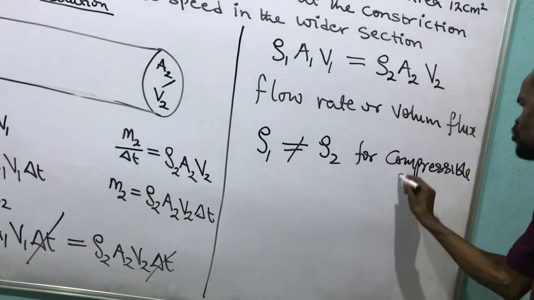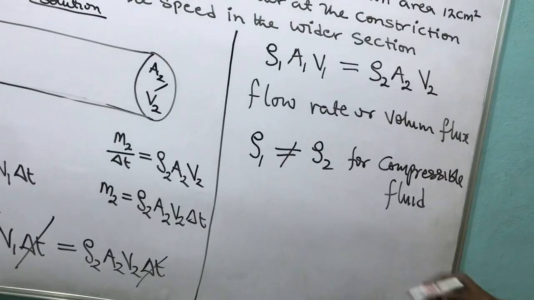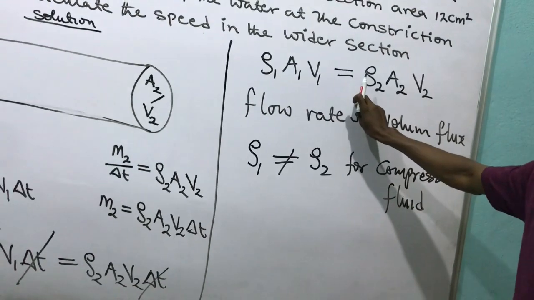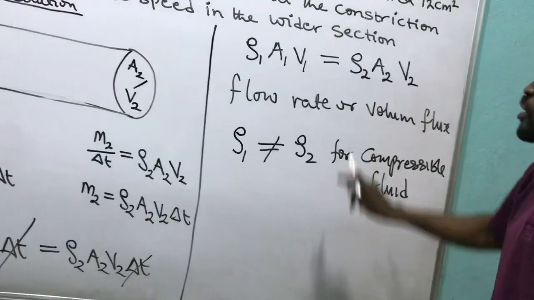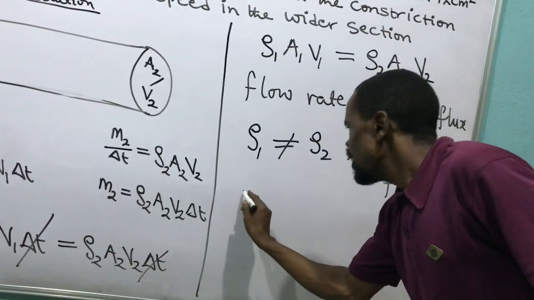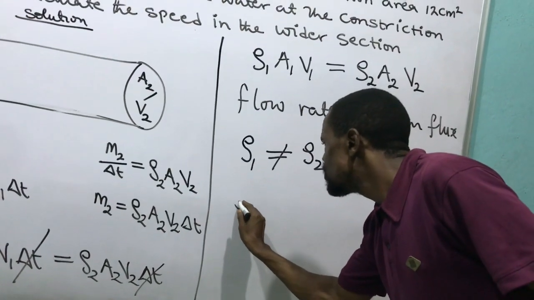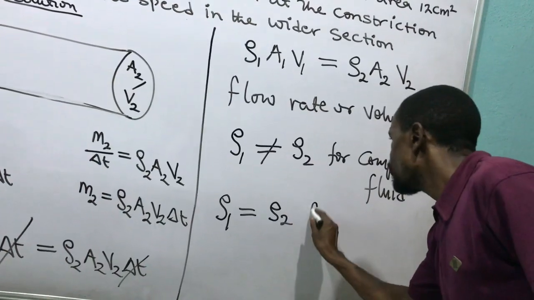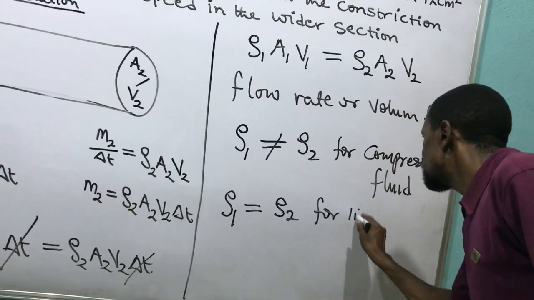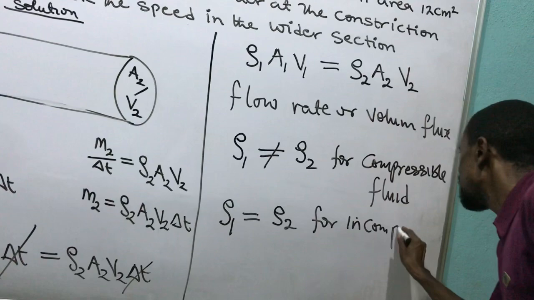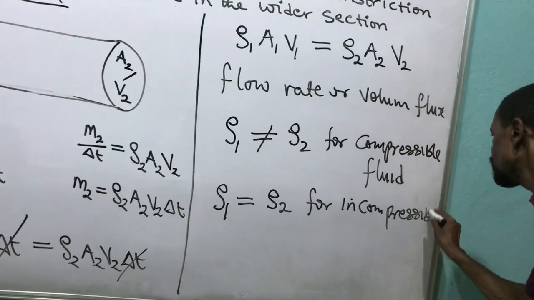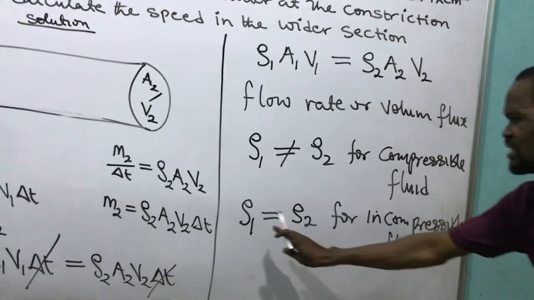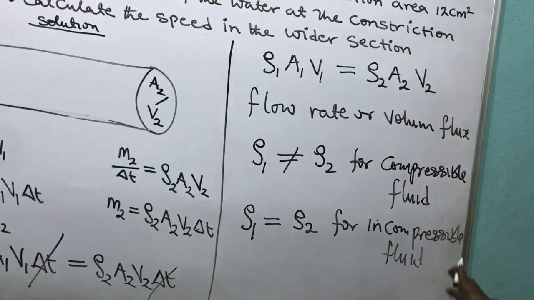Compressible fluid. Therefore, this formula is used for compressible fluid. Then, when we talk about incompressible fluid, we said this is equal to this: density 1 equals density 2. Are you following? Incompressible fluid means that this is equal to this.